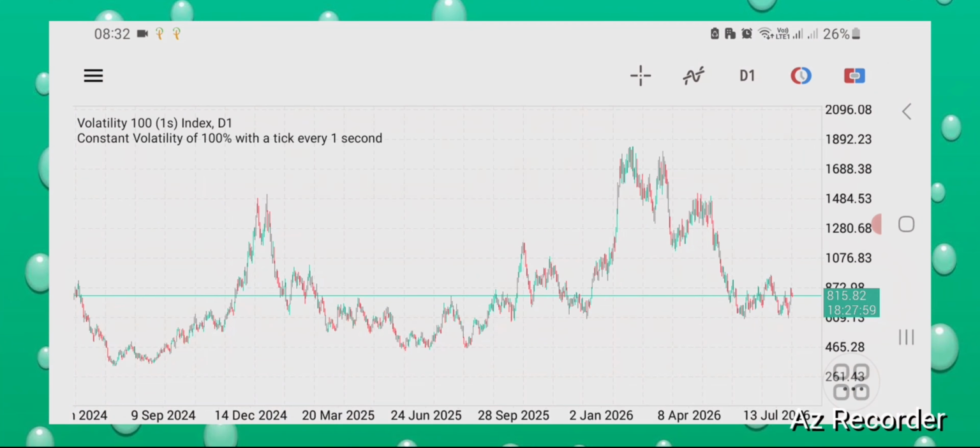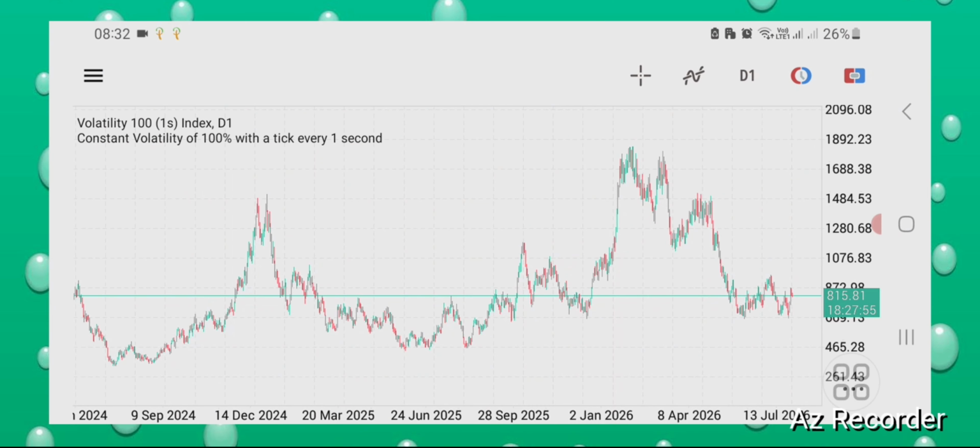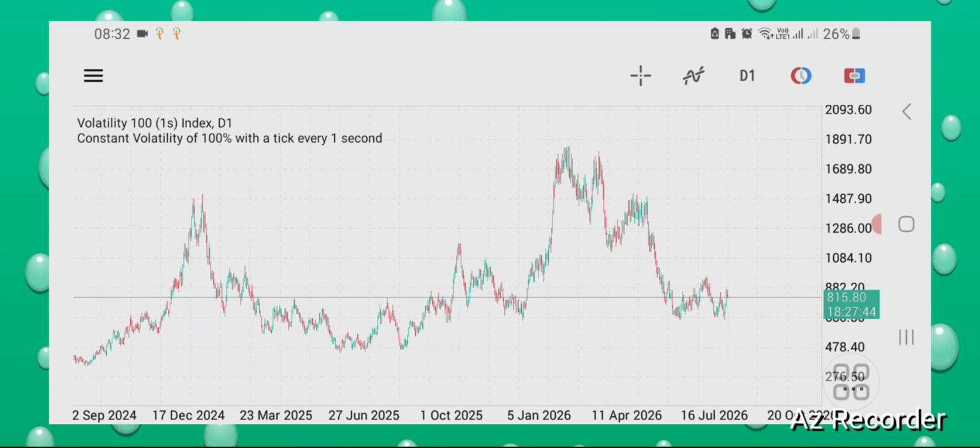Today we are going to do analysis on Volatility 101S. This is a volatility index, and as I told you in the earlier videos, volatility indices are good to trade. They are very easy. They follow technical analysis 100%, no news. You don't have breaks on weekends, and they are very volatile.